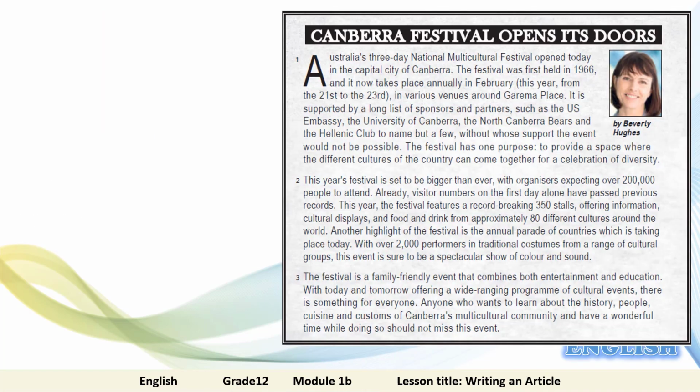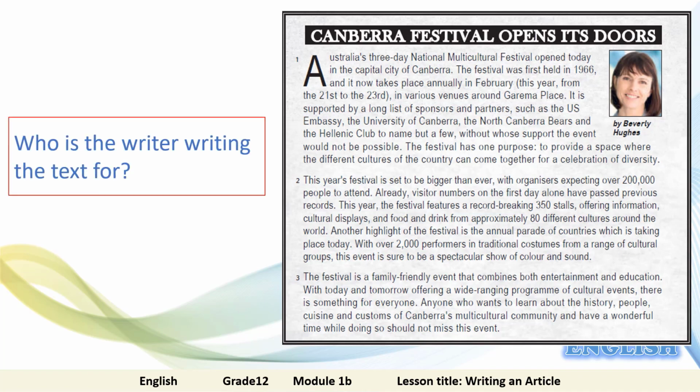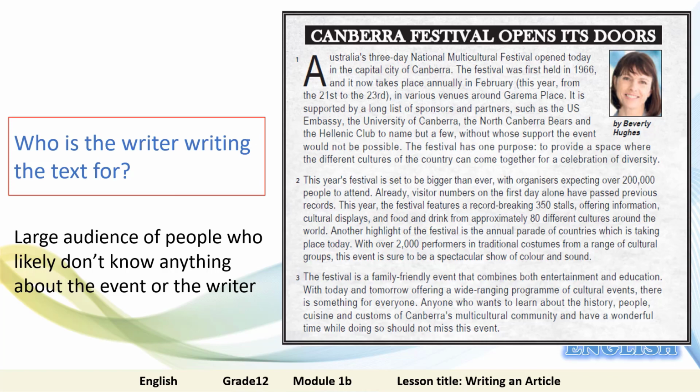Can you skim the text again? And let's answer this question. Who is the writer writing the text for? Who is the text aimed at? Who exactly is the audience? Am I addressing housewives here? Am I addressing businessmen? Am I addressing students? Or am I addressing a large audience of people who do not know anything about the event or the writer?